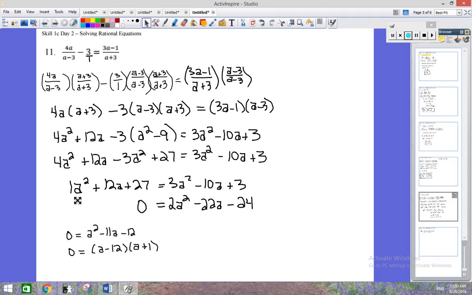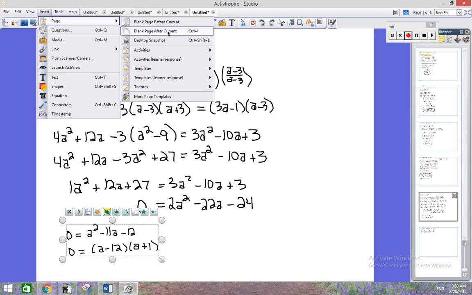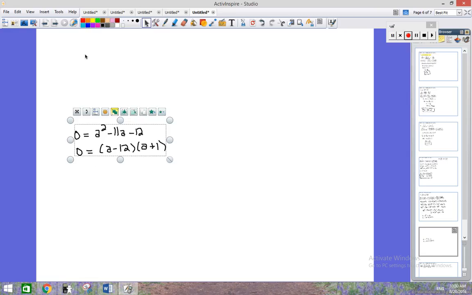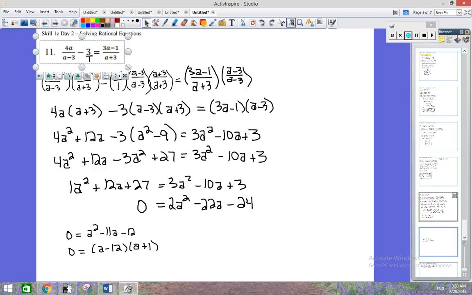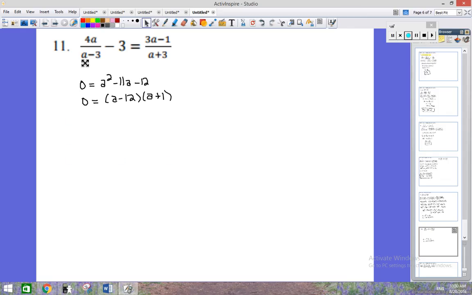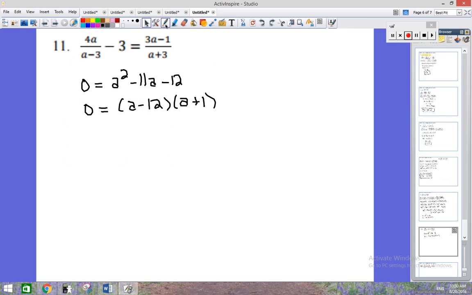Alright. We've got so much clutter here. Let's go to another page where we can work a little bit better. Let's take our original problem with us as well. So by the zero product theorem, this factor is either equal to 0, which means a equals 12, or that equals 0, and we've got negative 1. So we need to check those.